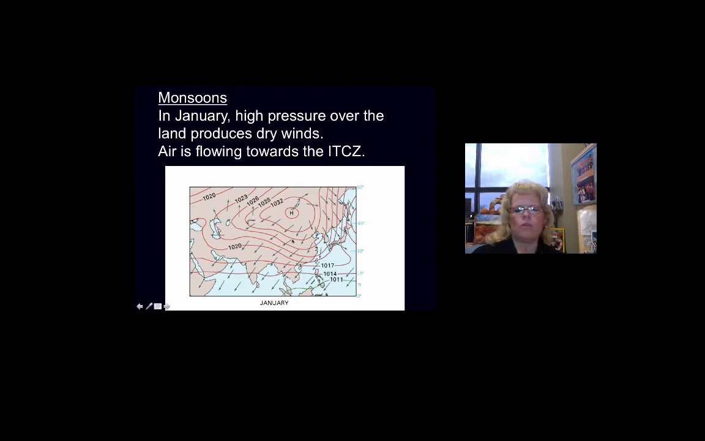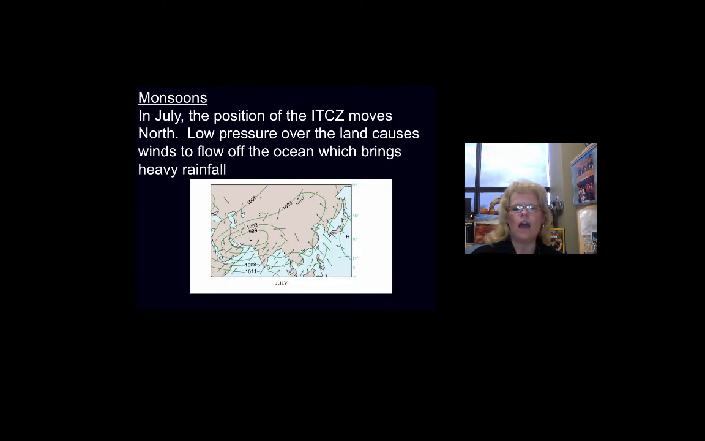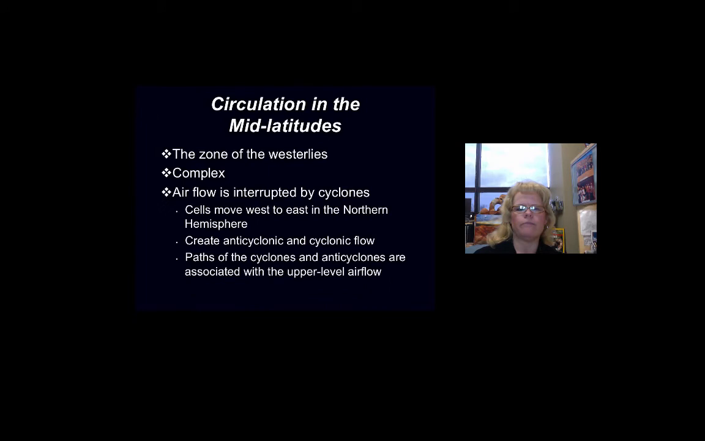These high millibar readings should be indicators of that because it'll produce high weather systems. In July, the opposite is true, where you're going to get a very low pressure system on land, causing winds to flow off the ocean that are very warm and moist and bring in some low pressure systems. Thus, you would have monsoon season.